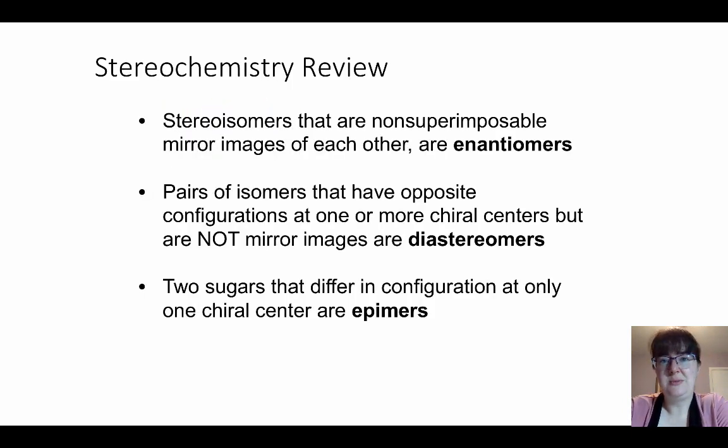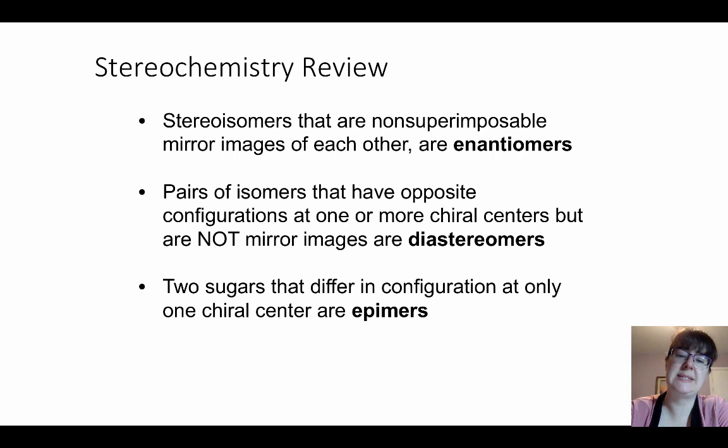We're going to have three different words we're going to use when we're dealing with linear carbohydrates. Yes, we are also going to cyclize them, and then we're going to add another one when we do that. But to start off with, in our Fischer projections, we're going to have three different terms. We're going to have enantiomers when they are mirror images. We're going to have diastereomers when they're not exactly mirror images, but there are definitely things that are different, opposite configurations at one or more chiral centers. Lastly, we're going to have epimers when they're different at only one chiral center.